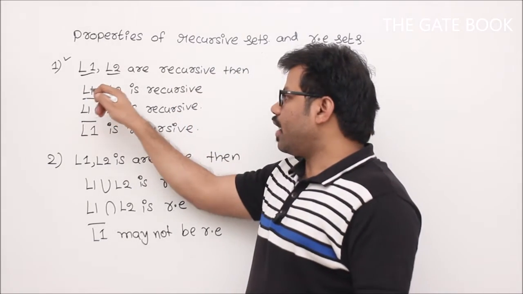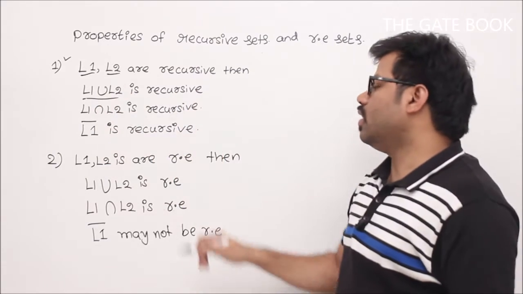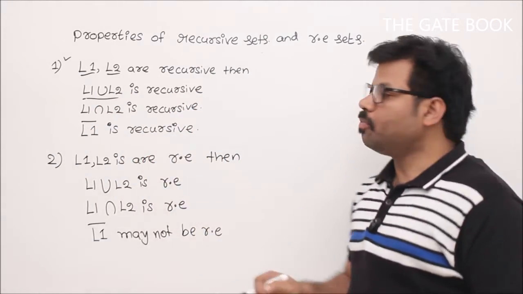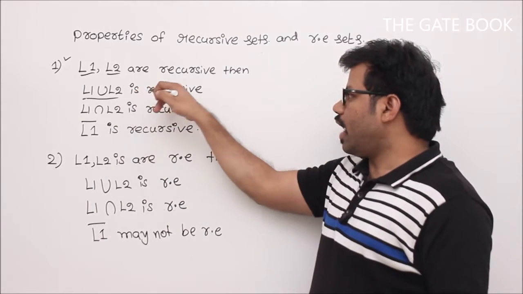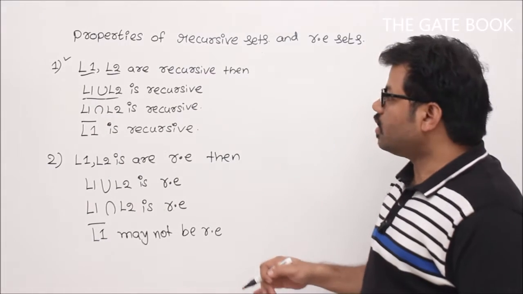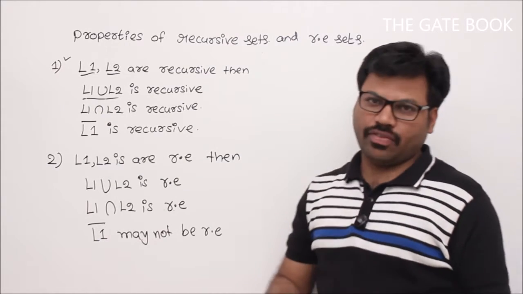Two recursive languages' union is recursive, their intersection is recursive, and their complement is recursive. So recursive languages are closed under union, intersection, and complement. We'll see what is the reason for that. We have a construction for everything.